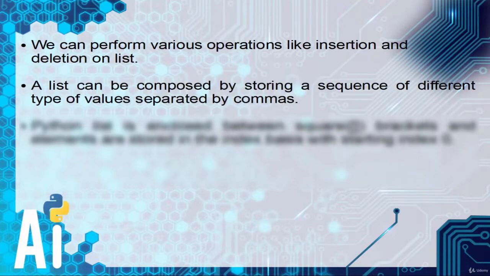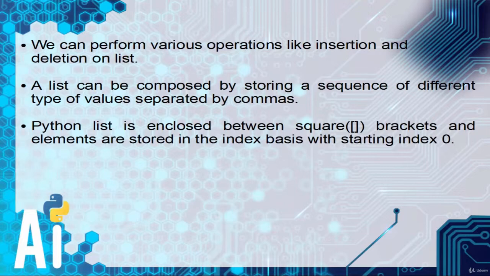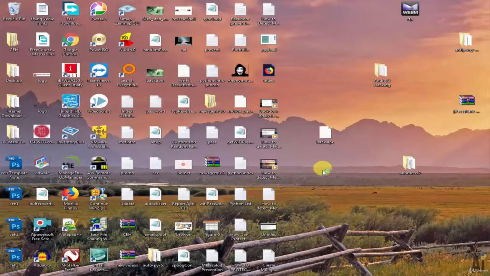A list can be composed by storing a sequence of different type of values separated by commas. Python list is enclosed between square brackets and elements are stored in the index basis starting with index 0. Let's create a simple example of list.